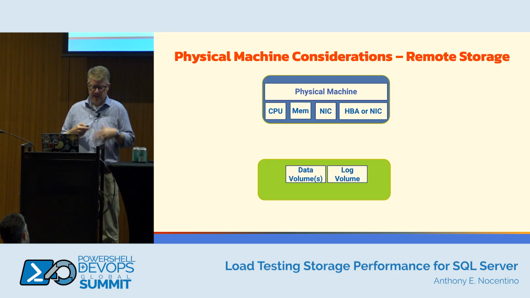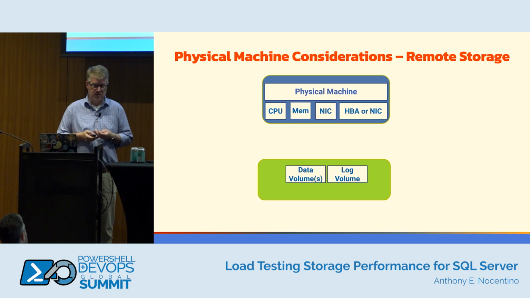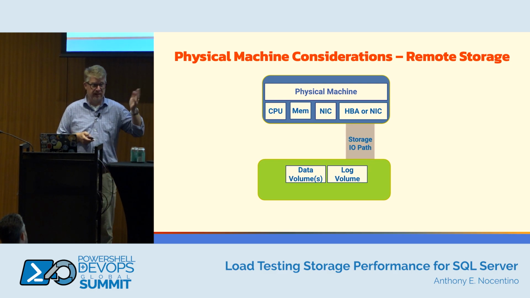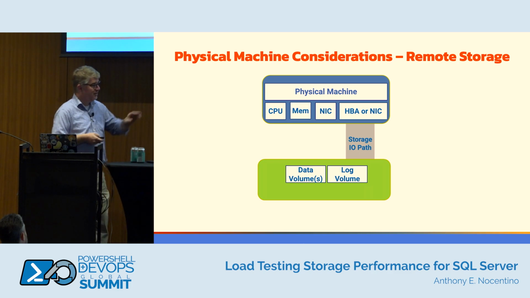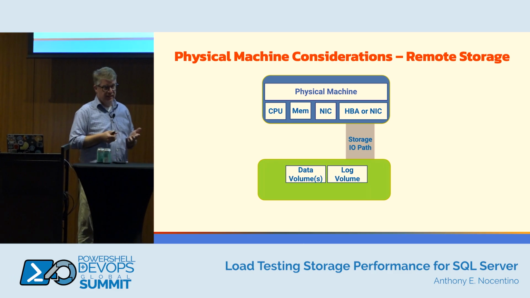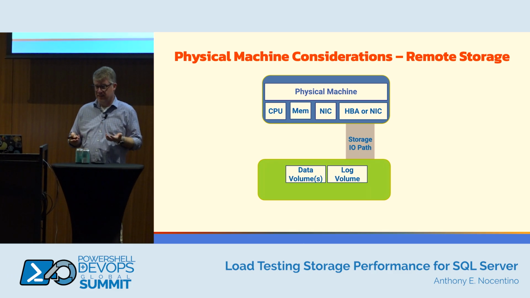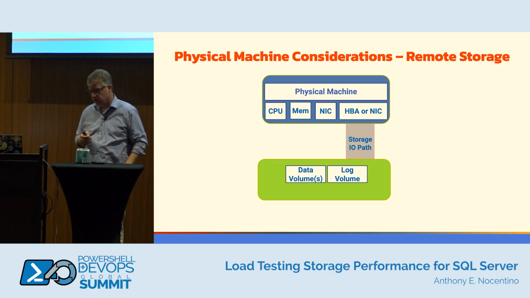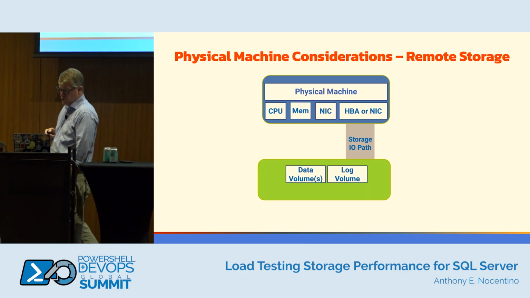The idea is I have a SAN or some sort of external storage that's connected to a server over HBA or NIC. I already talked about Fibre Channel and Ethernet and the performance profile associated with that, and that's what you're going to get in the storage I/O path here. So if it's 400 gig Ethernet, that's going to be how much stuff I can blow out of that server into that particular storage array.